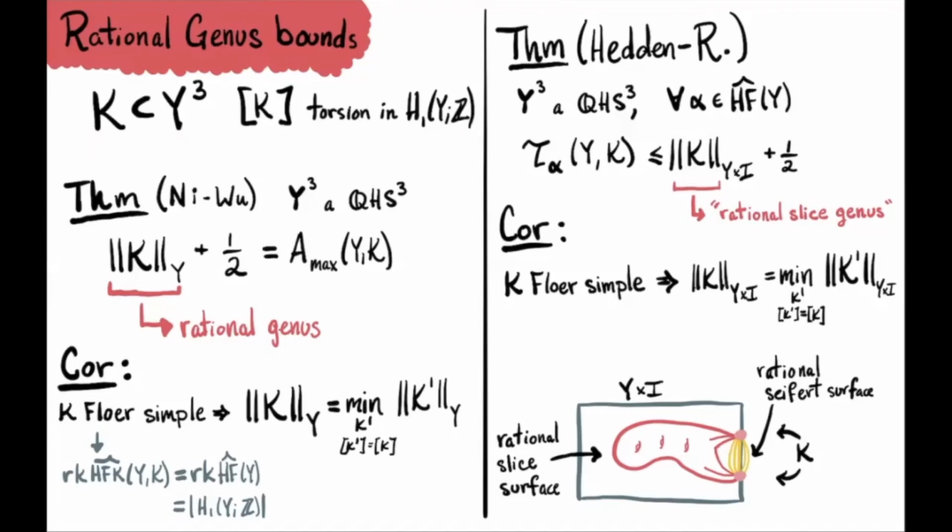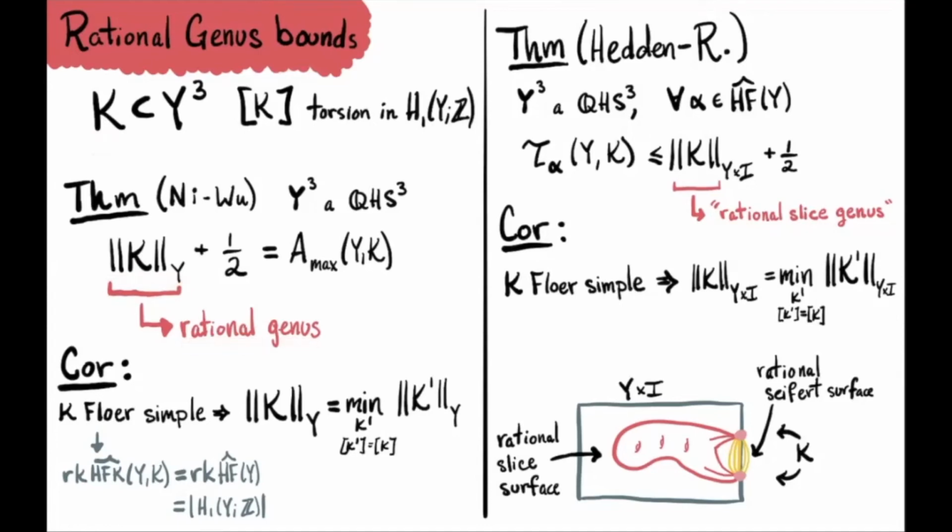On the other hand, if the knot represents a torsion class, it won't bound a surface, but some number of copies of the knot bounds a surface. So you can think of this surface, in other words, as a surface that wraps some number of times around your knot. And given a knot, you can ask, what is the minimal genus of such a surface? And that quantity is denoted like this. It's called the rational genus of the knot.